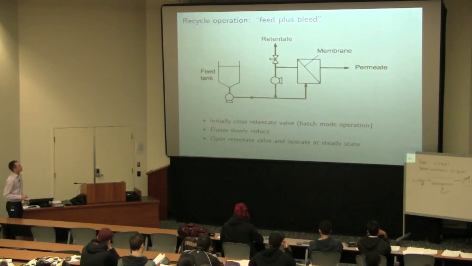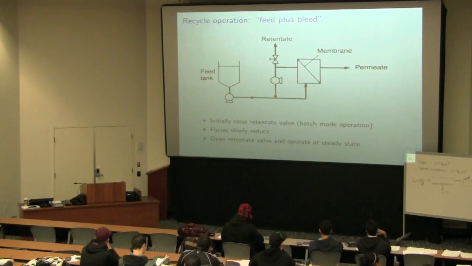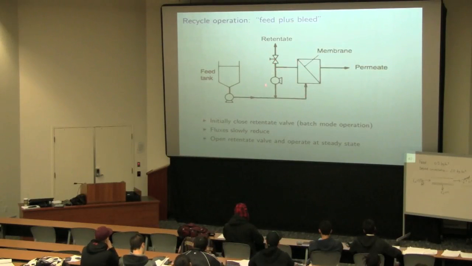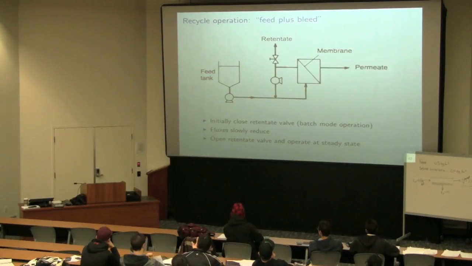Okay, but what I wanted to start to talk about here and give an example of is how this would work. If you were setting up your material, we would typically start in batch mode where we feed our tank and pass it through the membrane and we have our permeate leaving. But we close this valve up here for the retentate and we recycle that retentate around, just until we get to some steady state flux and some steady state buildup of material along that membrane surface. Then we would open that valve for the retentate, and bleed off our final concentrated product of interest.